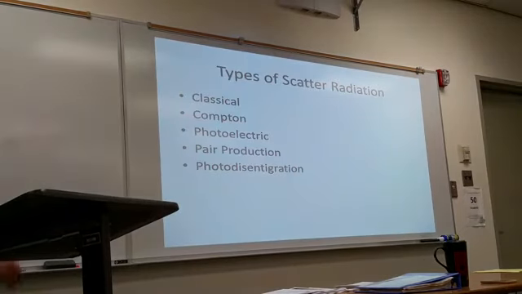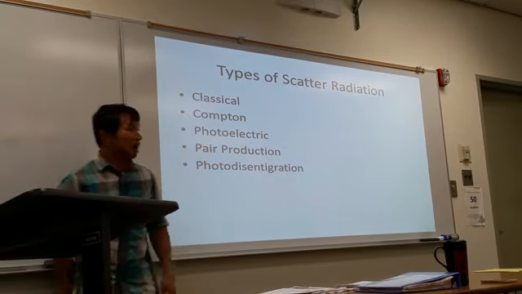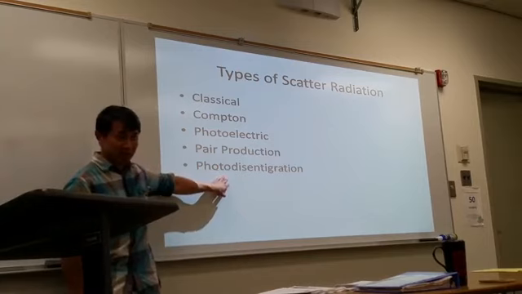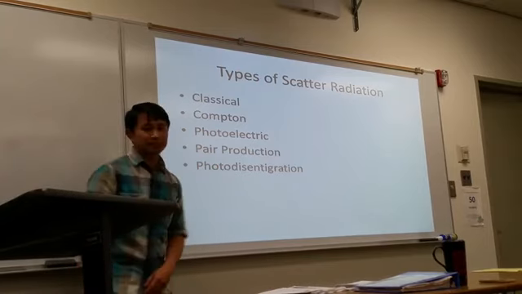Remember I discussed the five different types of scatter radiation: classical, Thomson, photoelectric, Compton, and pair production, and photodisintegration. We're going to talk about each of these.